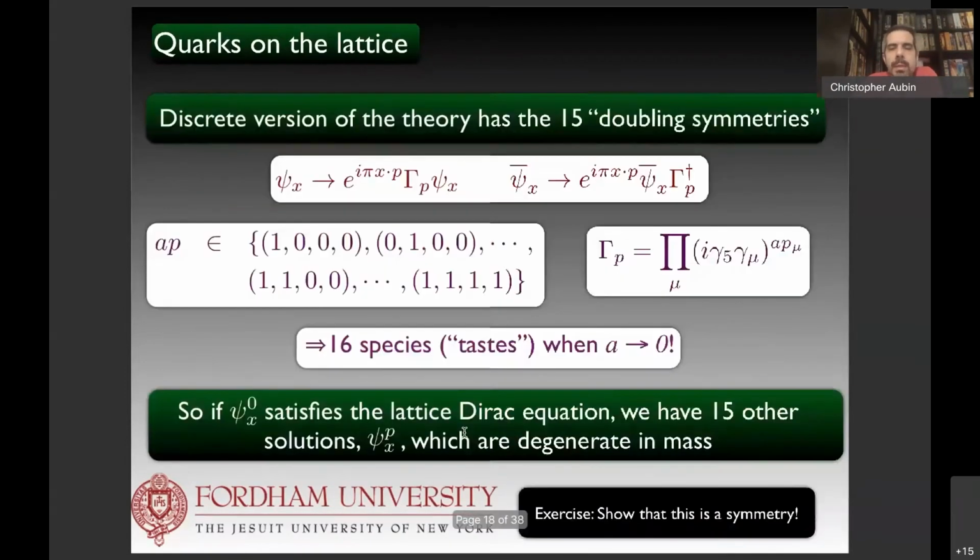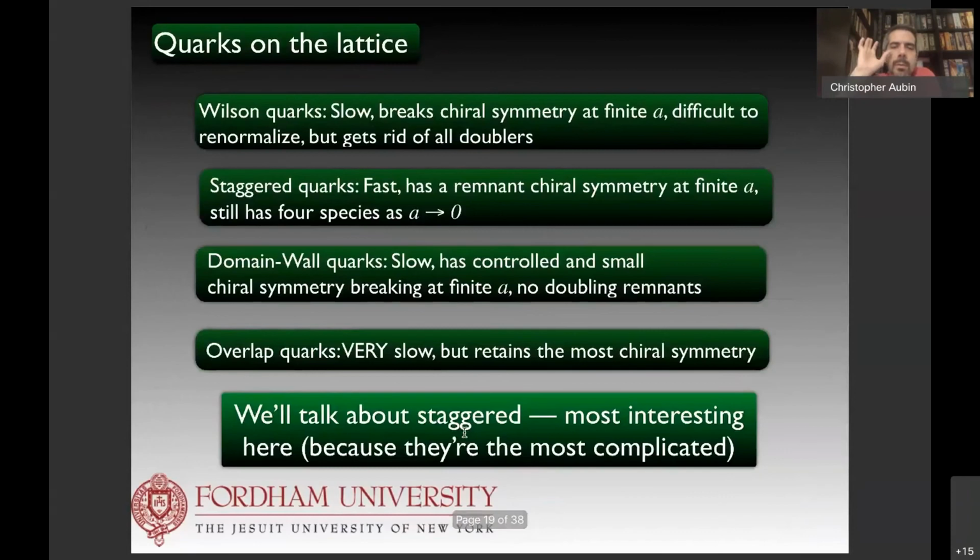Now, the problem, and I'll put them up in a couple of slides, is of course that we don't want all these extra doublers. I'll explain where they're hiding shortly. So the question is, how do we get rid of them? There are lots of methods. We're going to talk about one of them, not the others.